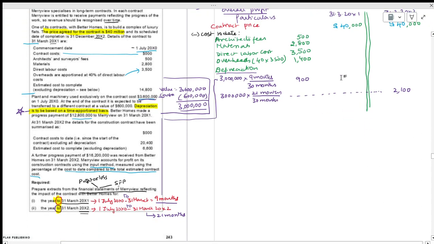They have said from 1st July to 31st March, 9 months. From 1st July to 31st March 2000, how many months is it? 21 months. Is it right? If you put anything, we have to take it apart from this.